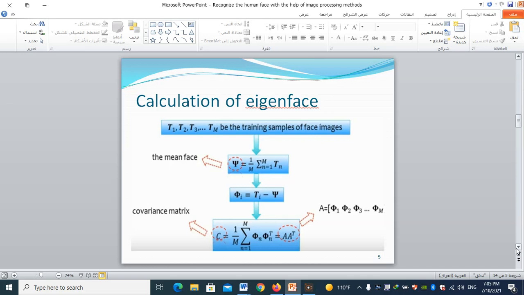Calculation of eigenfaces: let T1, T2, T3, up to Tn be the training samples of face images. The mean face is represented by this equation, and we can find phi. The covariance matrix C can also be found by these equations, and the output will be A, A transpose.